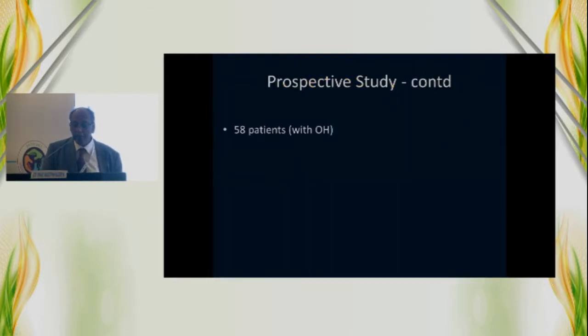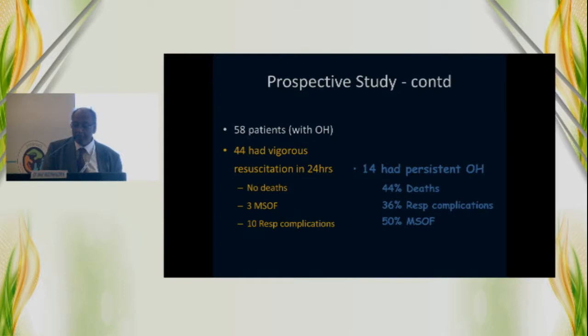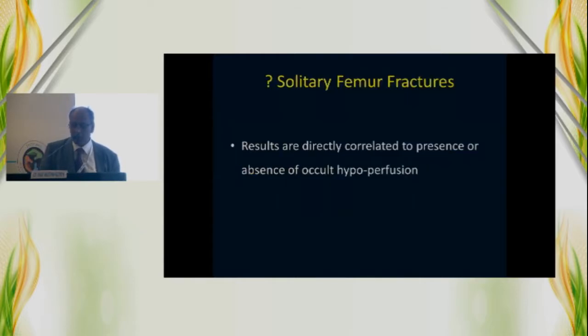They followed it up with aggressive resuscitation in the next 58 patients. 44 patients with the resuscitation had their lactates back to normal within the 24 hour period. And in this group, they had no deaths, 3 multi-system organ failures, and 10 respiratory complications, while the 14 who had persistently raised lactate levels had 44% death, 36% respiratory complications, and 50% multi-system organ failures. So again, showing that if you resuscitated these patients based on lactate levels, this greatly improved the outcomes.